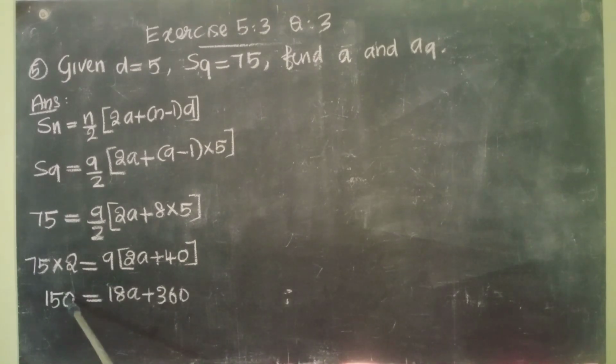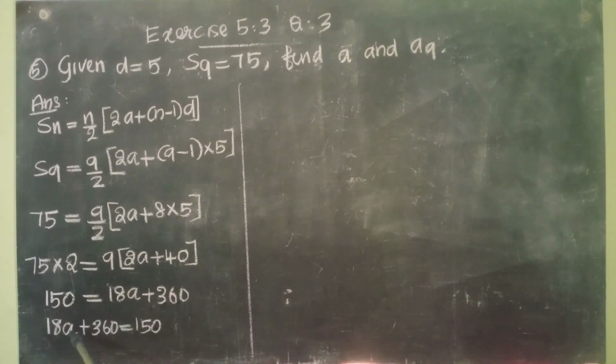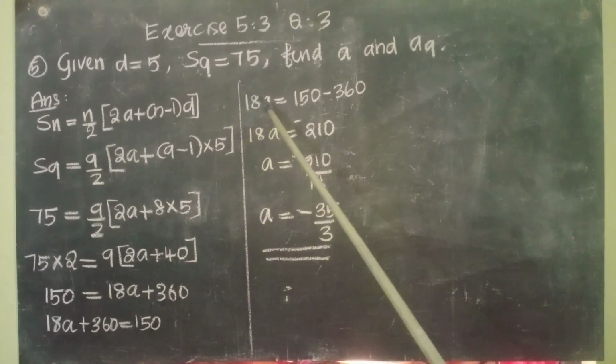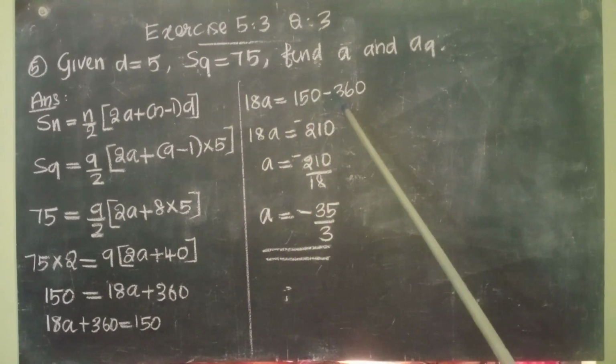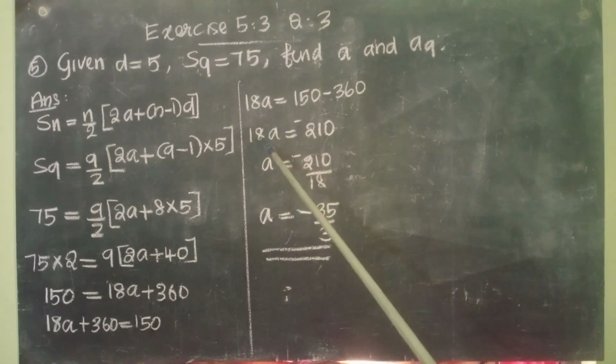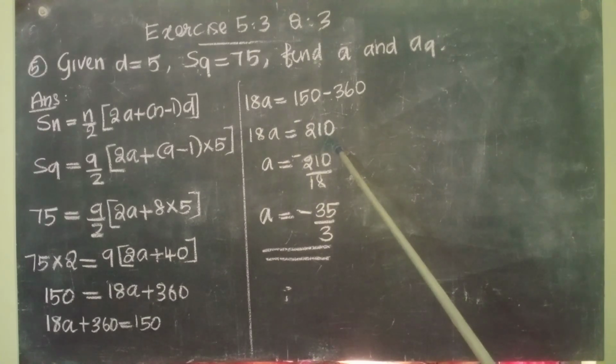So we get 150 equal to 18a plus 360. 9 into 2a it is 18a. 9 into 40 it is 360. Change the sides, we get 18a plus 360 equal to 150. Now we can take this 360 to right side. We get 18a equal to 150 minus 360. 18a equal to minus 210.